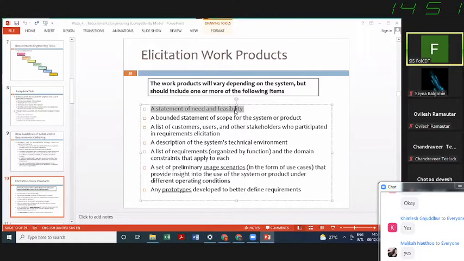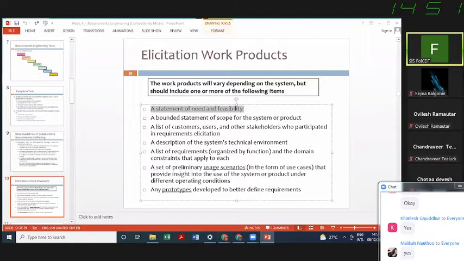A statement of need would say, why do we require such a system? I think this is very important because we all know that software development is a very costly process. So we are not going to develop software just for the sake of developing software. We're going to develop software to address a problem that we are having. So that's why we need a statement of need. Why do we need this software? And also a statement of feasibility.